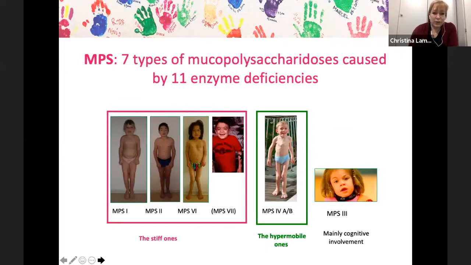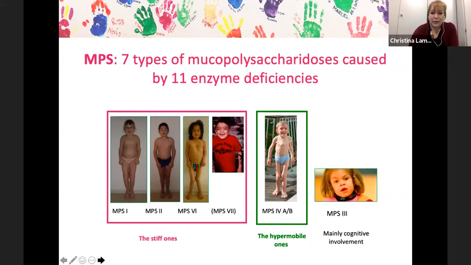And just to give you an introduction again to the 7 types of mucopolysaccharidosis that are caused by the 11 enzyme deficiencies. So we are talking about storage diseases, or here storage of glycosaminoglycans in MPSs.